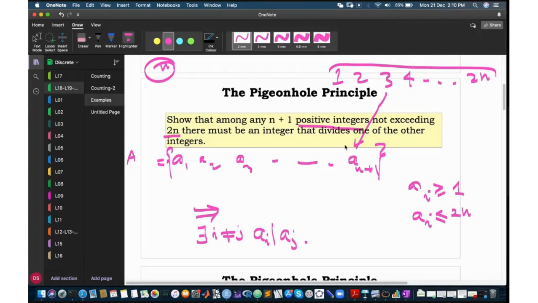And we need to show that there is one which divides another. All right. Begin, people. Ideas. How would you show this? This is actually a tricky question. I don't know why this is the first example, but I think it's a bit tricky. It's not so easy. If anyone has ideas, now is the time. Now is the time to shine.